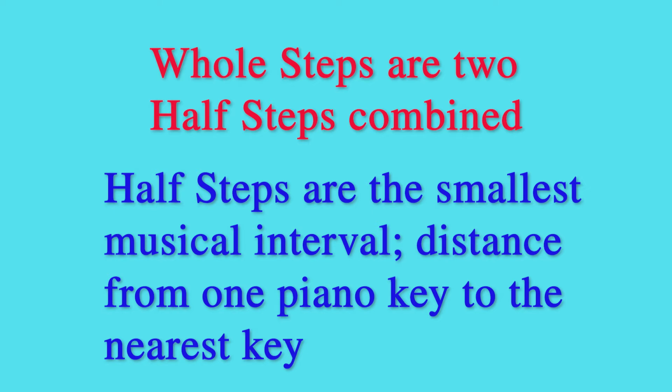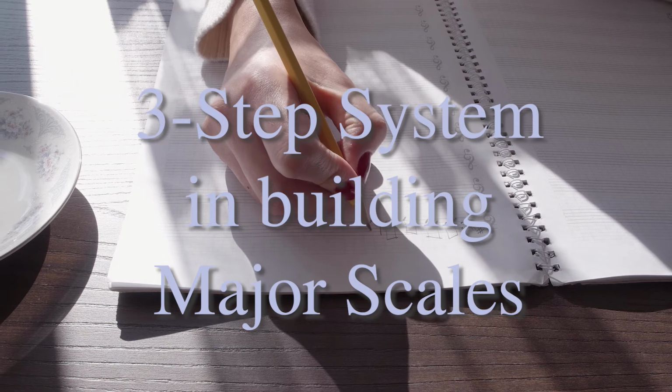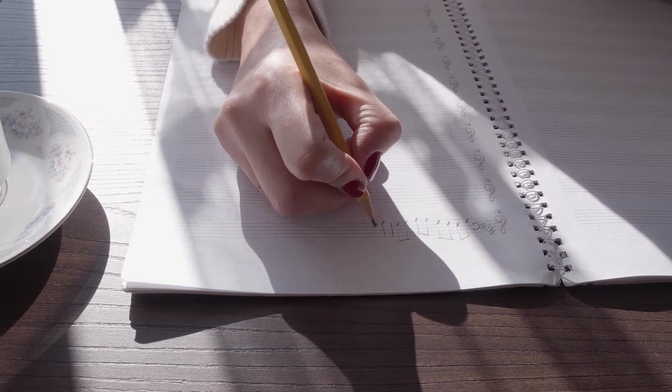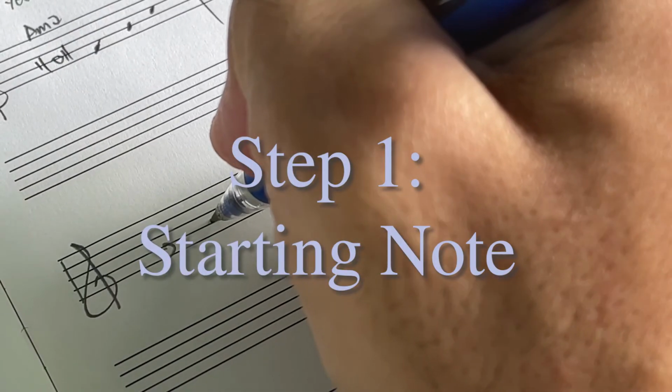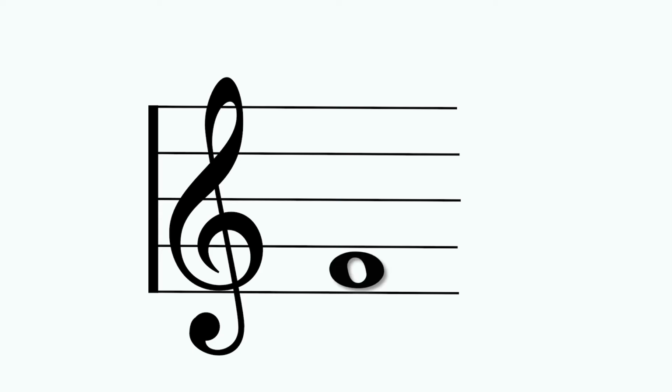Now that we have a better understanding on what half and whole steps are, let us begin with our 3-step system in building major scales. First is to determine where to start on the staff. If you are still unfamiliar with the positions of the notes on the staff, try to master them first before getting into this exercise. Let's start from Fa or F.